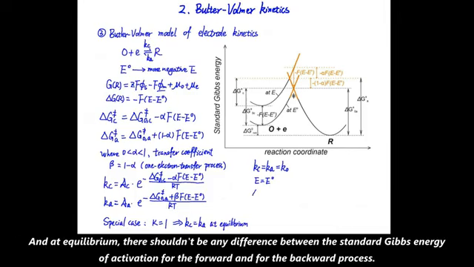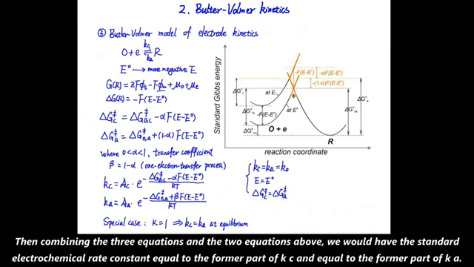And at equilibrium, there shouldn't be any difference between the standard Gibbs energy of activation for the forward and for the backward process. Then combining the three equations with the two equations above, we would have the standard electrochemical rate constant equal to the former part of Kc and equal to the former part of Ka.